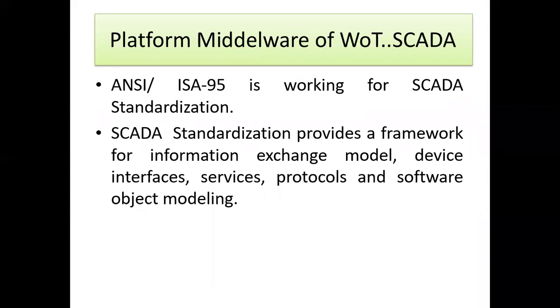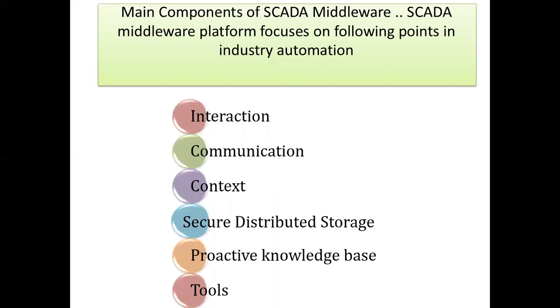The next standard is the SCADA middleware standards. We have seen SCADA in the third unit, that it focuses on industrial automation using IoT mechanisms. This SCADA standardization provides a framework for the information exchange model, device interfaces, services, protocols, and software object modeling. This SCADA middleware platform focuses on some points in industry automation: interaction, communication mechanism, context, secure distributed storage, additional tools, and the proactive knowledge base. These are the components of the SCADA middleware.